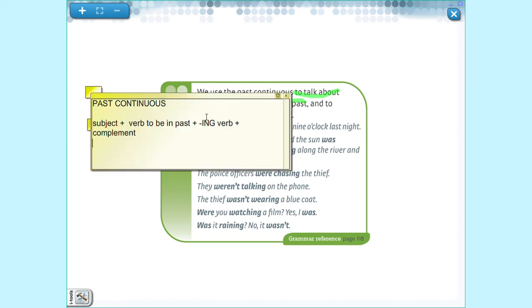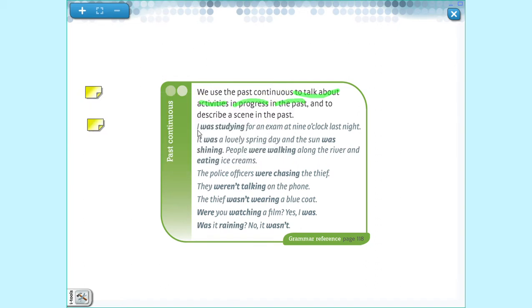So, checking more about it, we have to use a subject, a verb to be in past, ing verb, plus a complement. As you can see, we have the subject, tenemos el sujeto, verb to be in past, in this case is was, and the ing verb, studying, and a complement.